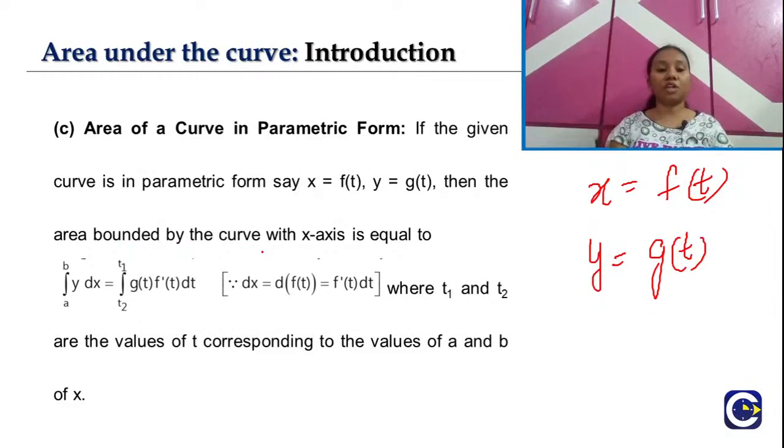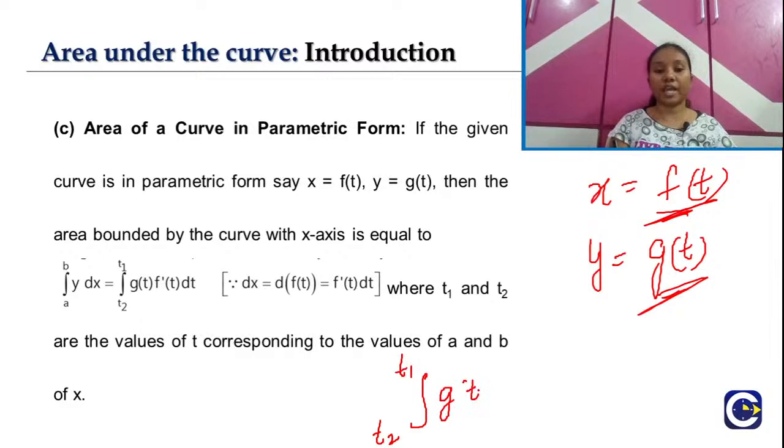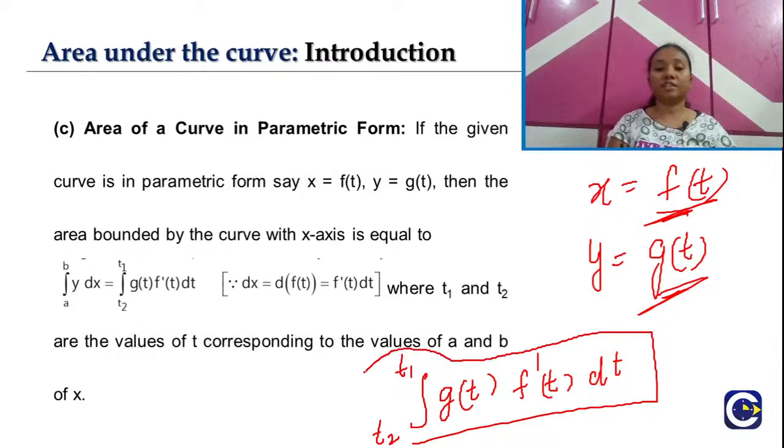Then, the area bounded by the curve with the x-axis. If we want to find it with the x-axis, how do we find it? It's obvious that we have to get the function in terms of t. That is nothing but the integration from the limits t2 to t1 of g of t times f dash t dt. This is the formula we will use to find the area of a curve in parametric form. This is the general format, which means our function should be entirely in terms of the t variable. As we are dealing with the t variable, the limits should also be in terms of t.